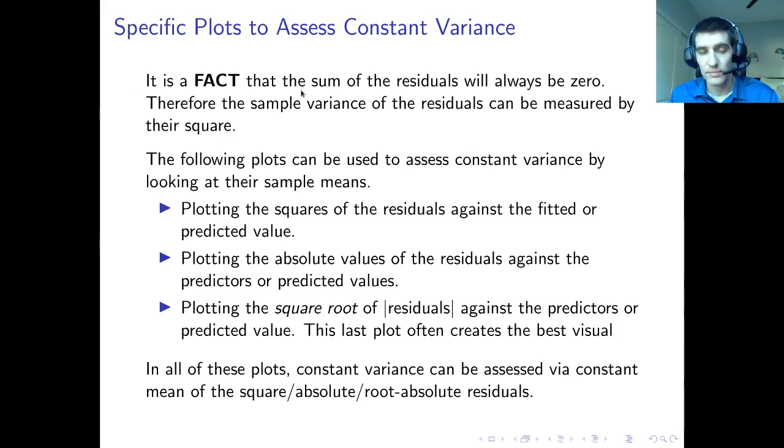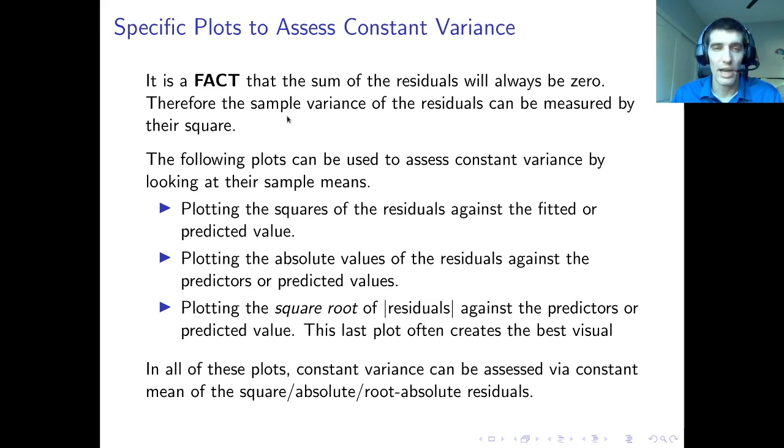Here's a fact. The sum of the residuals will always be 0. Okay? You can show this from the normal equations. I'm not going to show this here. That's a little bit of an aside, but I'll just introduce it as a fact, and we're going to roll with it. But it is indeed a fact that the sum of the residuals will always be 0. And so it will follow from that the sample variance of the residuals can be measured by their square.